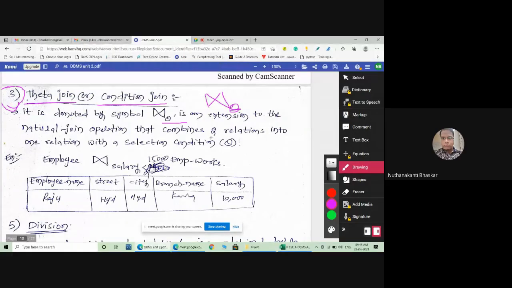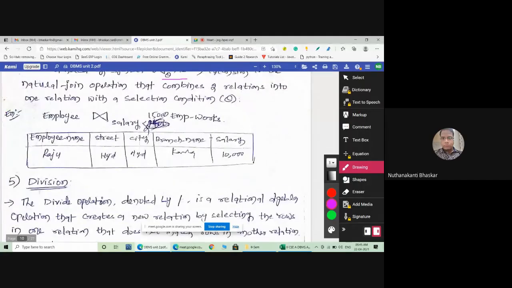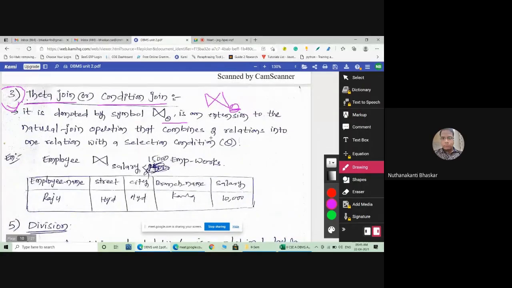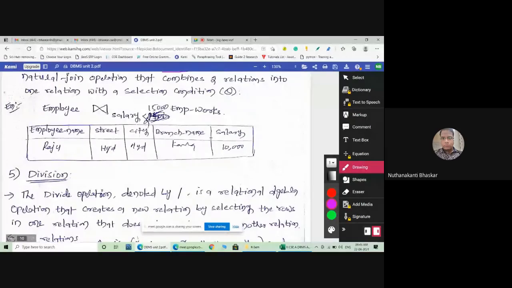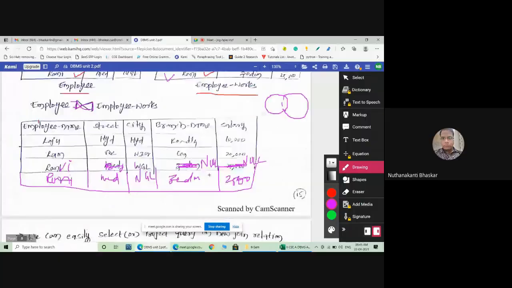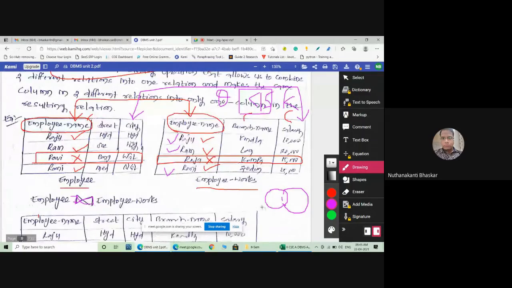Employee city and salary. Who is having salary above 15,000? Can anyone tell me the query? How to write? First of all, we need to join the two tables. What are the two tables? Tell me. One is employee, another one is employee works.